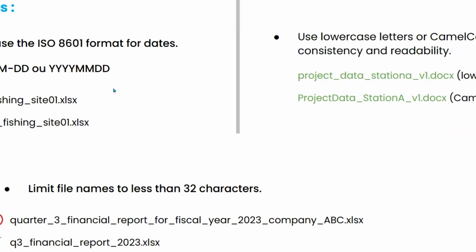Another practice: if you are going to use dates in the naming of the file, we propose to always use the norm that is ISO 8601. Sorry, I do it in French all the time, so in English it's a little bit different. This is when you put the year at the beginning, then the month, and then the day.